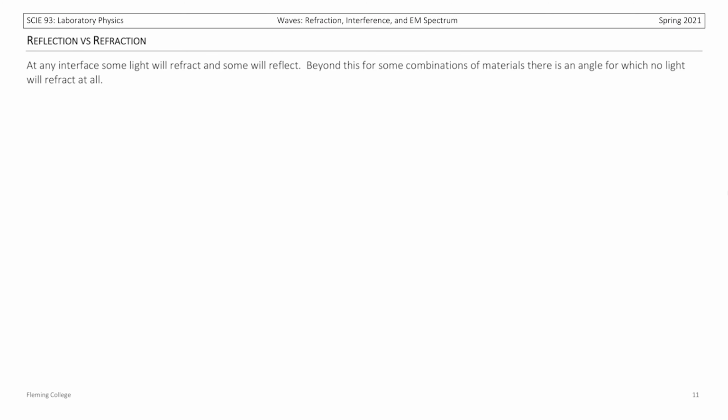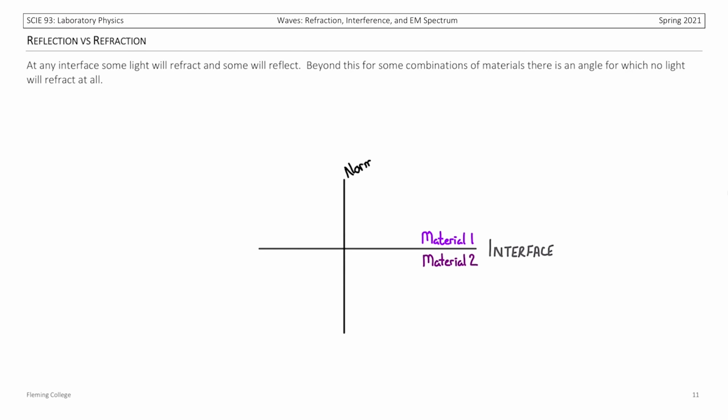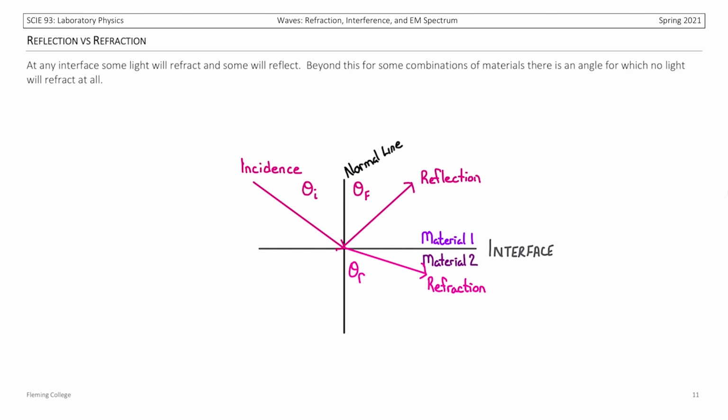Refraction isn't the only behavior of light at an interface. So let's bring back our drawing from the previous slide and note that some of the light will stay in the incidence material, and this is considered reflection. So we'll have our incidence light with an angle of incidence. Some of that light will refract into the second material with its angle of refraction, but some of that light also reflects back into the incident material with an angle of reflection.